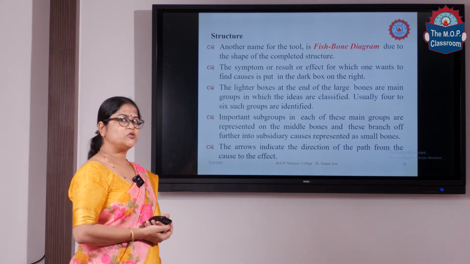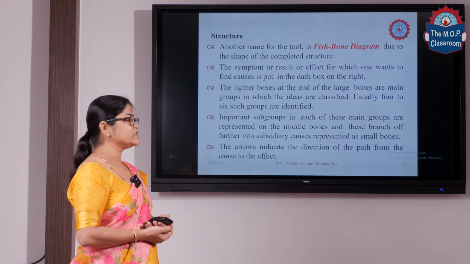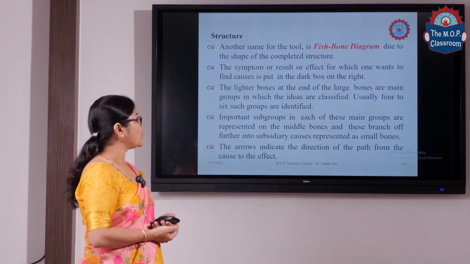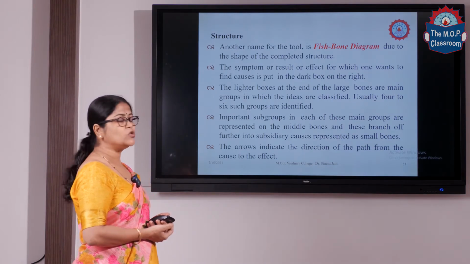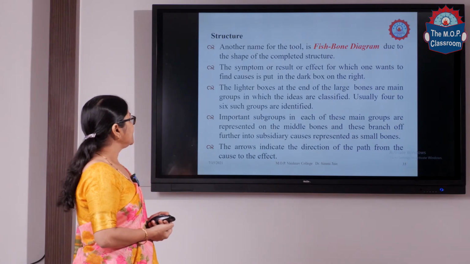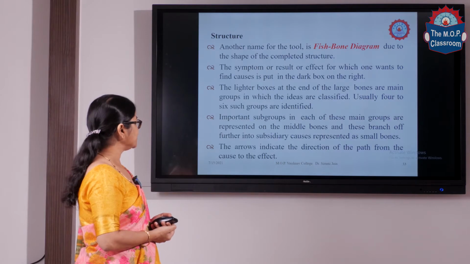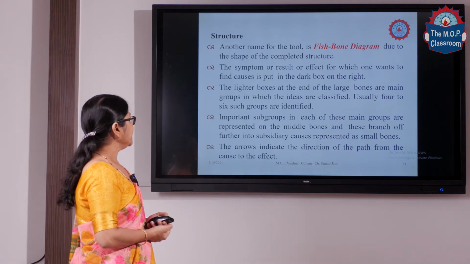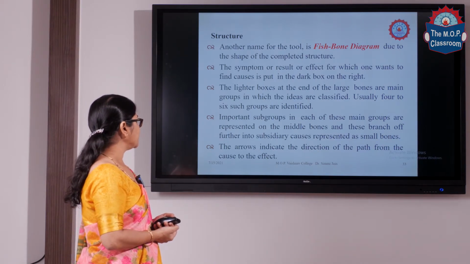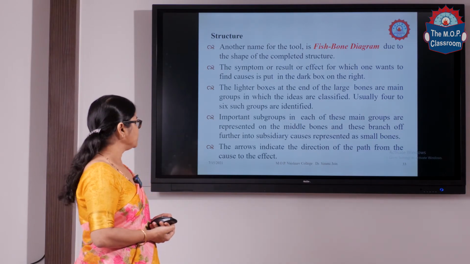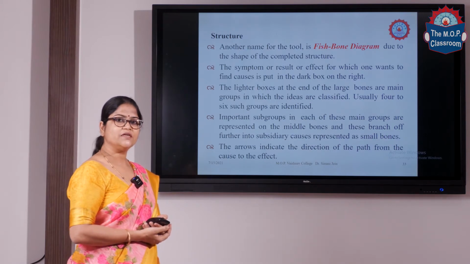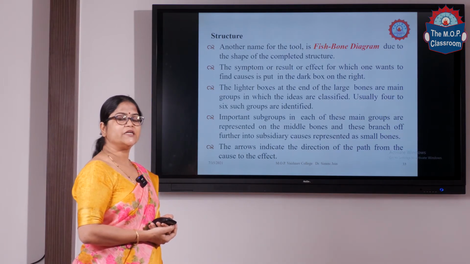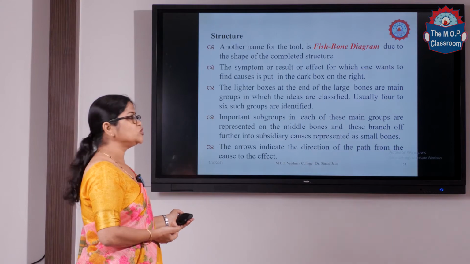Now, what does a cause and effect diagram look like? It is also known as a fishbone diagram due to the shape of the complete structure. The symptom, result or effect for which one wants to find the causes is put on the right hand side, whereas the lighter boxes on the left hand side classify the ideas pertaining to those causes. Important subgroups in each of these main groups are represented by the middle bones, and these branch off further into subsidiary causes represented by small bones. The arrows indicate the direction of the path from the cause to the effect.